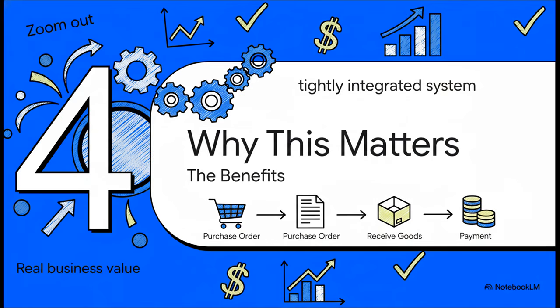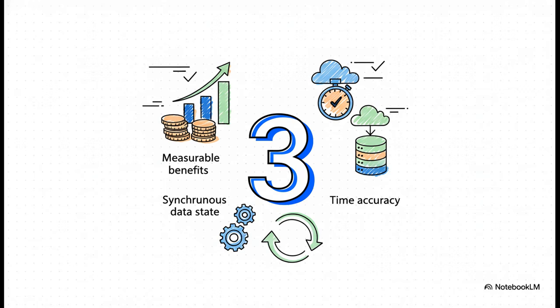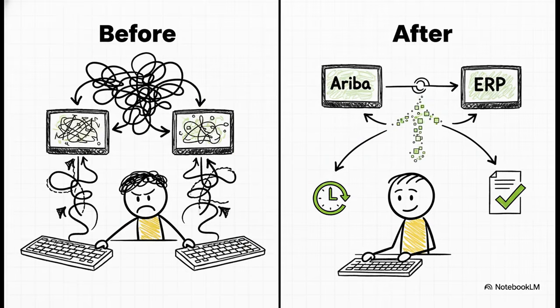Phew, we've just walked through a pretty detailed technical process, right? So now it's time to zoom out and ask the most important question of all. Why do we do all this? What's the actual real-world business value of having a system this tightly integrated? Well, when you finally achieve this synchronous data state, the value isn't just some abstract concept. It really boils down to 3 major measurable benefits that are going to directly impact your efficiency, your visibility, and your accuracy.